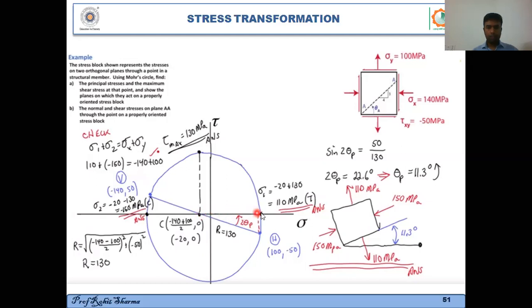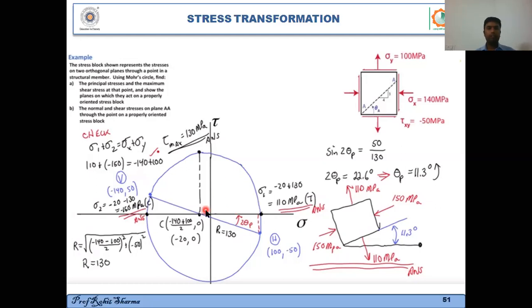And what about this distance? This distance will represent the radius of the circle, right? And we know the radius of the circle is 130. So we can find out the value of sigma 1. So sigma 1 will be minus 20 plus 130. It will turn out to be 110 megapascal, and it is positive, tensile, right? So the value of sigma 1, which represents the maximum normal stress, is 110 megapascal.